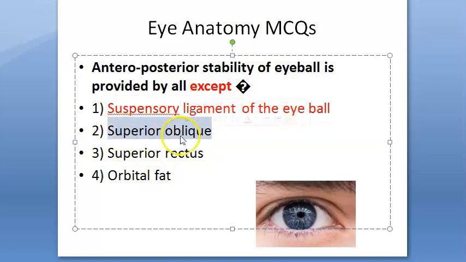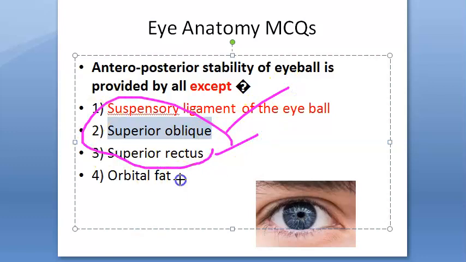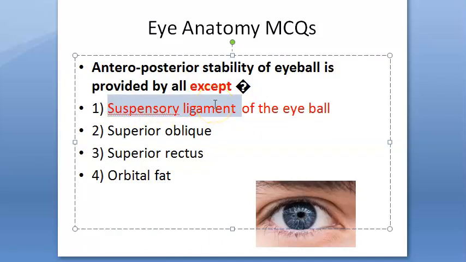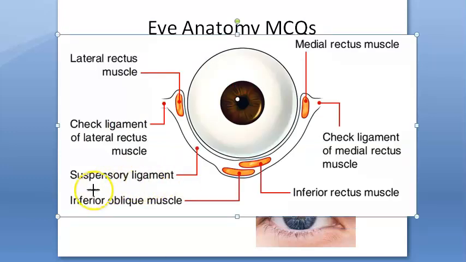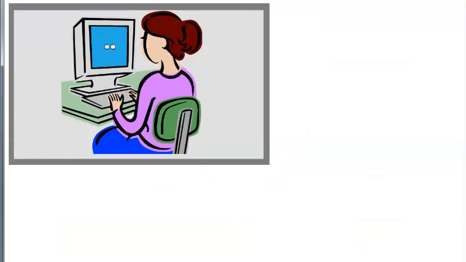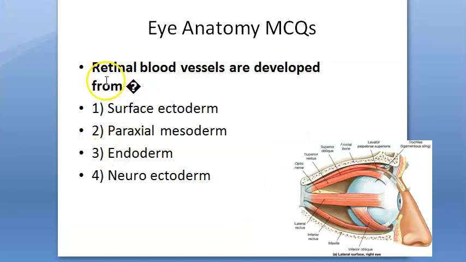They are saying superior oblique is providing some stability. Superior rectus also, superior oblique, superior rectus and orbital fat are also giving some stability antero-posteriorly. So the suspensory ligament is providing inferior support. So here you can see suspensory ligament inferiorly. Okay. How many questions did we finish? No idea.